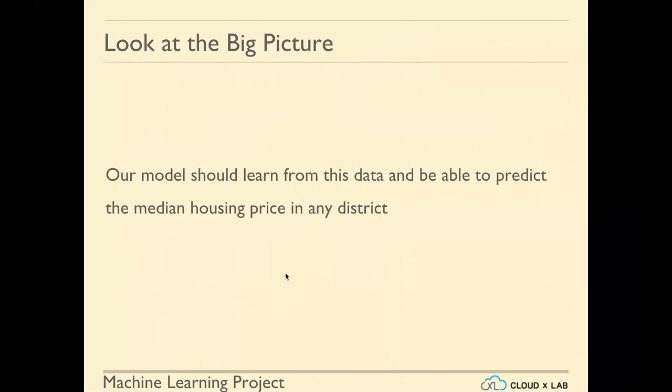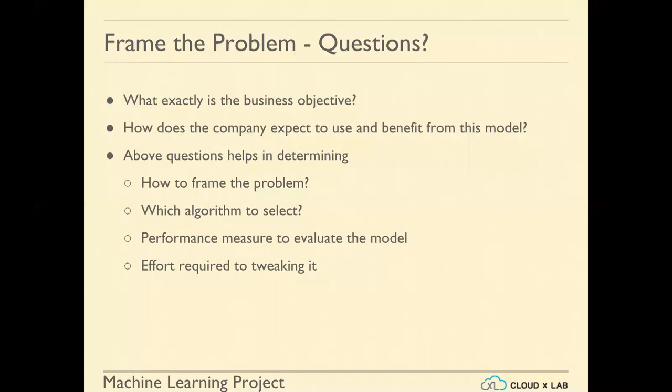So now, coming back to the problem. What exactly is the next question that you must ask when you are dealing with any machine learning problem? What business objective are we solving? How does the company expect to use it and benefit from the model that you're going to prepare? And basically, these questions should help you frame the problem, which algorithm to select, the performance measure to evaluate the model, and the effort required to tweak it.